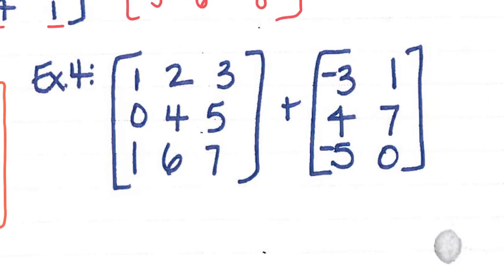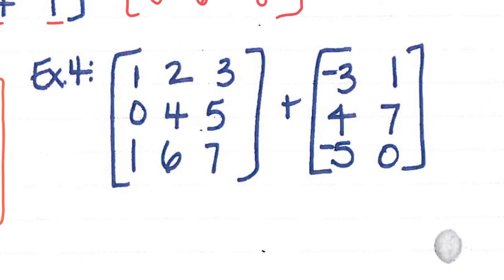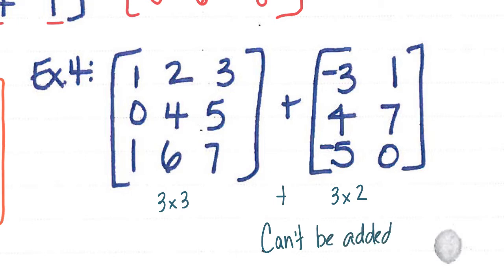All right, let's look here. Example 4, this is a 3 by 3, and notice this 3 by 3 is trying to be added with a 3 by 2. This can't work. You wouldn't really write no solution. You would just put can't be added. I guess if no solution was the only choice on a multiple choice, I would probably put that.